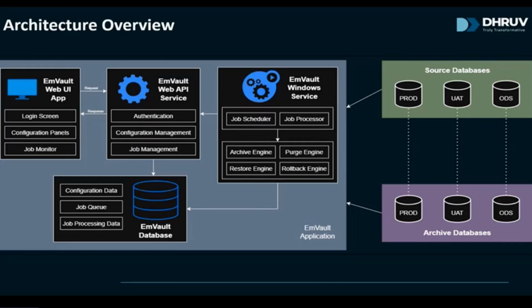Finally, the core component is the EmVault Windows Service, which acts as the execution engine. It includes a scheduler that triggers the jobs and a processor that executes them using archive, purge, restore, or rollback engines, depending on the job type. All operations are controlled and fully logged. Together, these layers form the complete EmVault application, which connects to source databases like production, UAT, or ODS, and moves data into the dedicated archive databases.